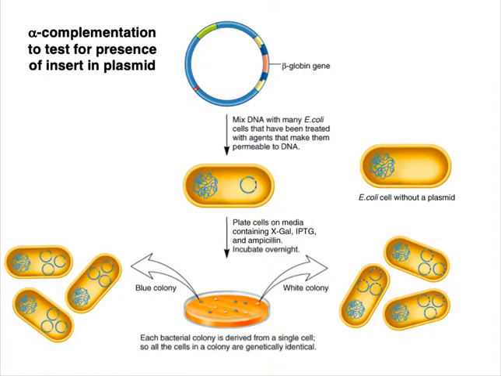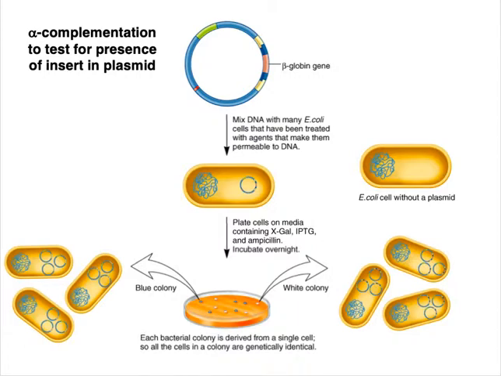So we're going to plate our bacteria, let them grow overnight, and then we're going to look at the color of the bacterial colonies. Some of them will be blue, and some of them will be white. If the colony is blue, that means it's making beta-galactosidase. And that means we were not successful in cloning into that plasmid. If it makes a white colony, then that means we were successful and the beta globin gene has disrupted the beta-galactosidase gene.